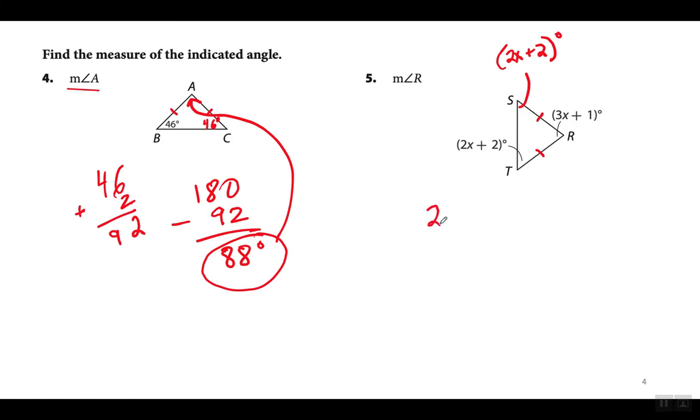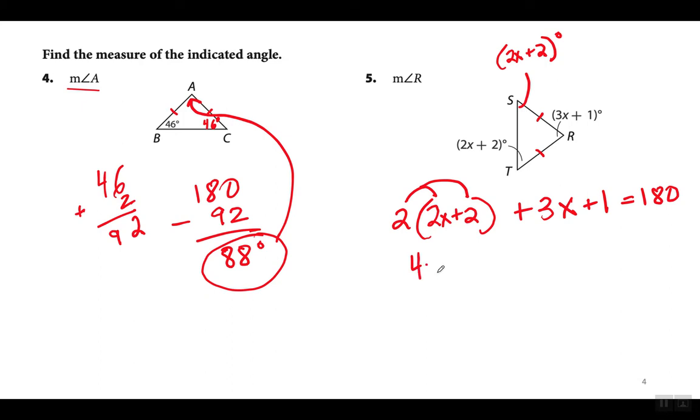So let's write that. 2x plus 2. Instead of writing it twice, I'm just going to do this. Plus 3x plus 1 has to equal 180. You could just write it out twice if you want, if you think that'll be easier. I'm going to do the distributive property, la propiedad distributiva.